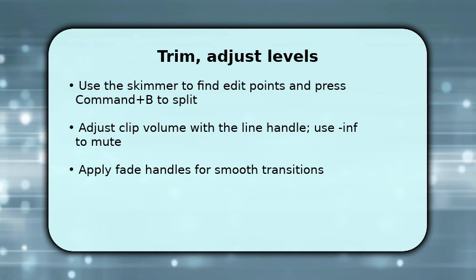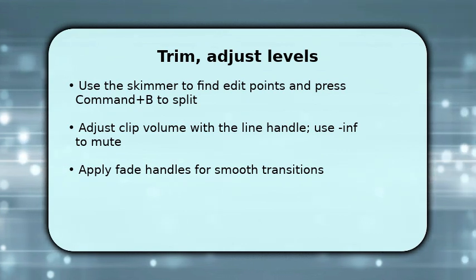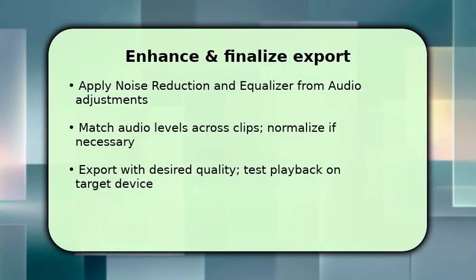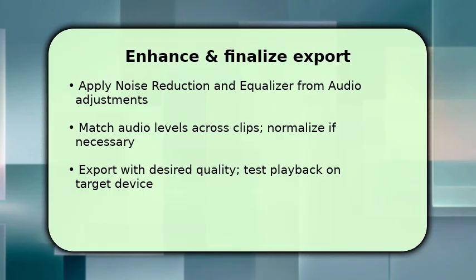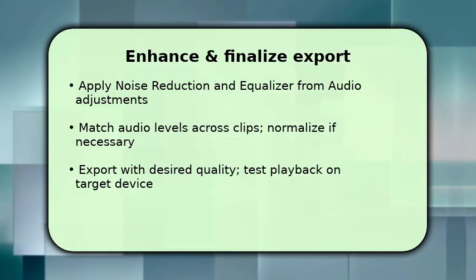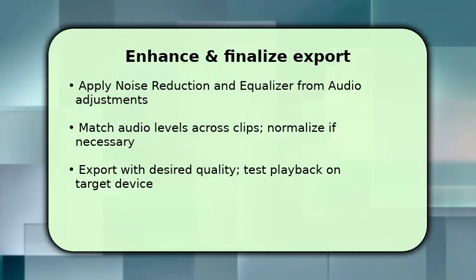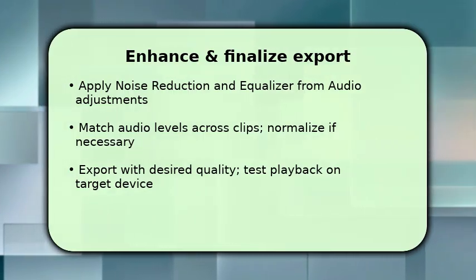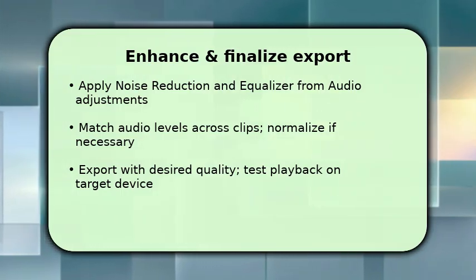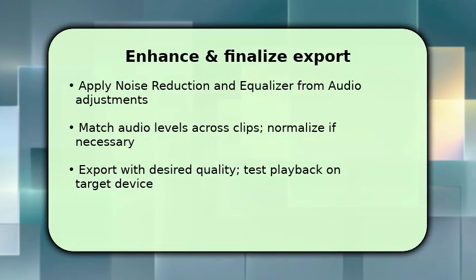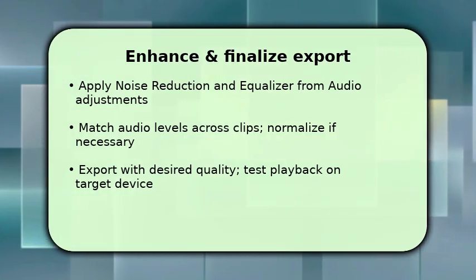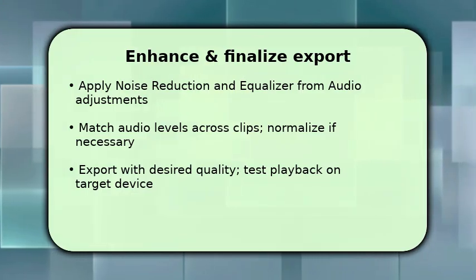Finish by selecting an audio clip and opening the audio adjustments. Enable noise reduction and adjust the percentage to tame background hiss, then apply the equalizer preset or custom EQ to clarify voices. Once done, listen through the full timeline and match levels across clips using gain or normalize to achieve consistent loudness. When ready, export with appropriate quality settings for your platform. If something sounds off after export, replay both the original and exported files to compare.